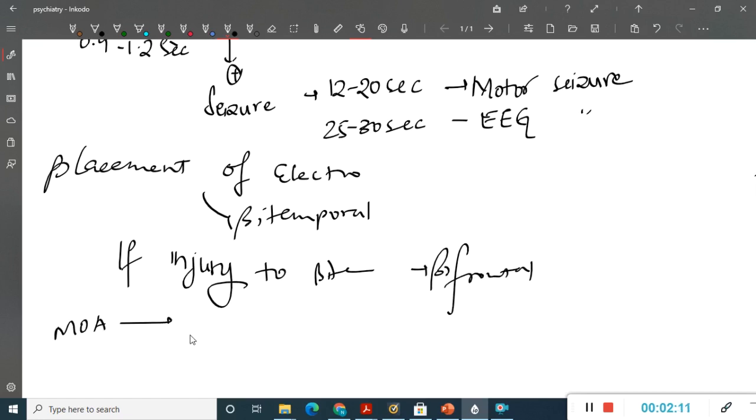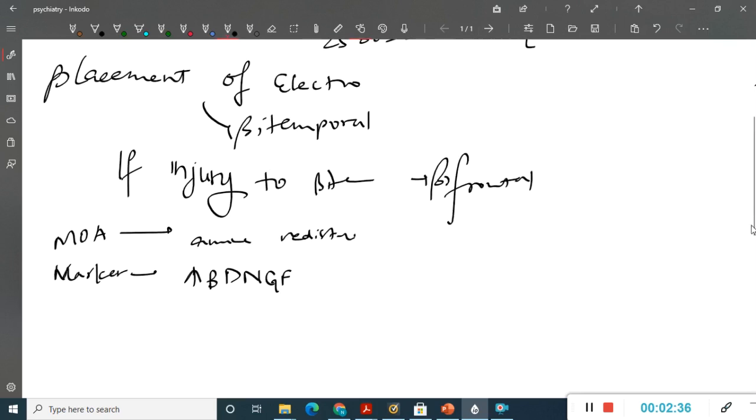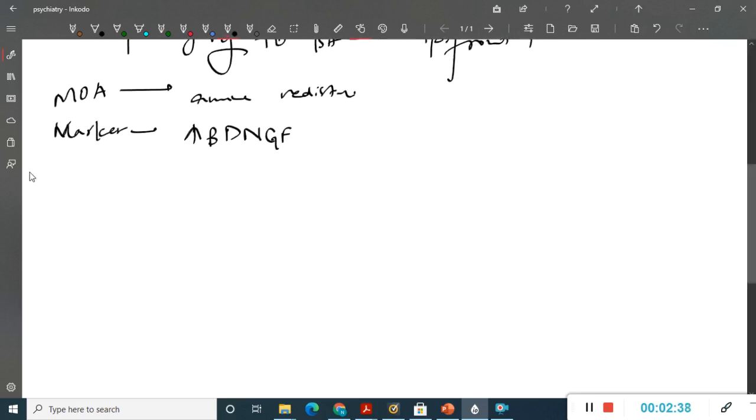Then you should see the mechanism of action. The mechanism of action of electroconvulsive therapy is amine redistribution. What is important here is the marker of electroconvulsive therapy: increased plasma levels of brain-derived nerve growth factor, which is a marker of recent electroconvulsive therapy.